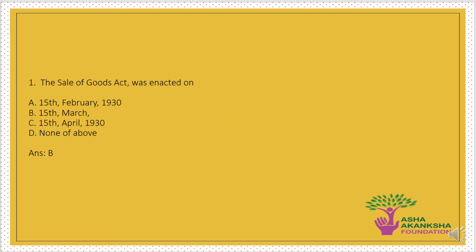First question: the Sales of Goods Act was enacted on which of the following dates? Options are A, 15th February 1930, B, 15th March, C, 15th April 1930, or D, none of the above. The correct answer to this question is option B, that is, the Sales of Goods Act was enacted on 15th March 1930.